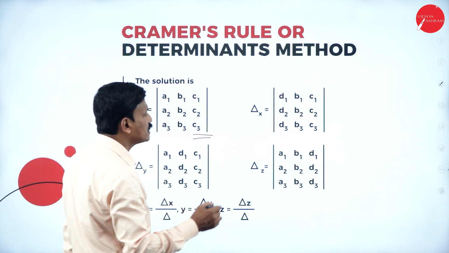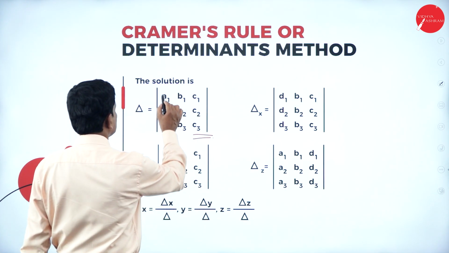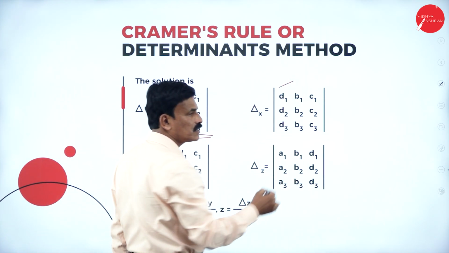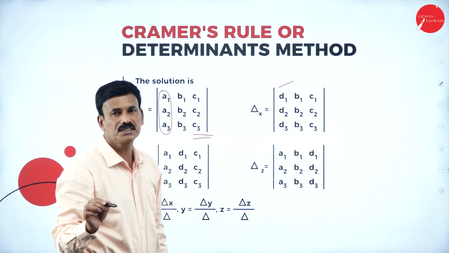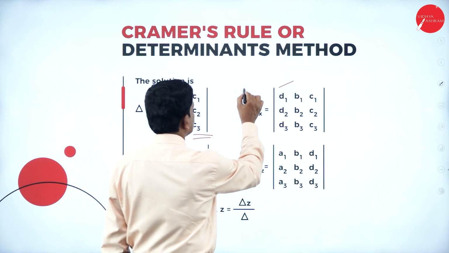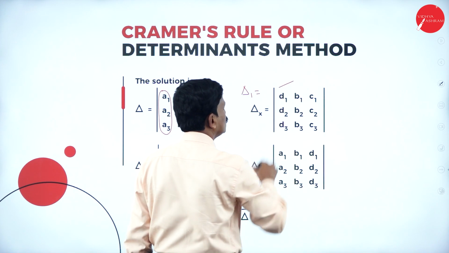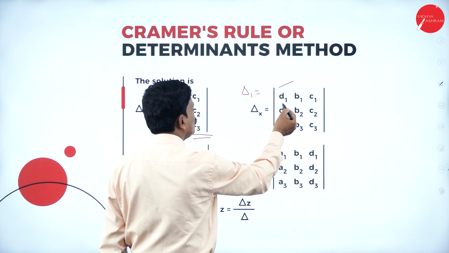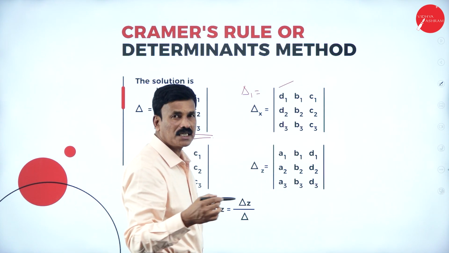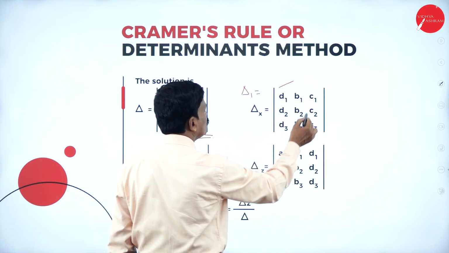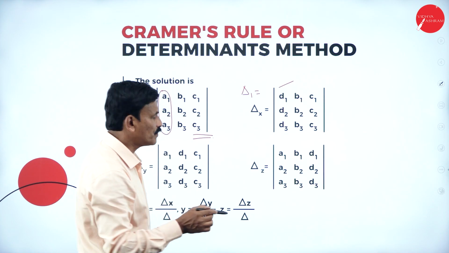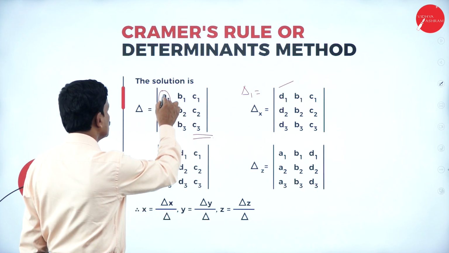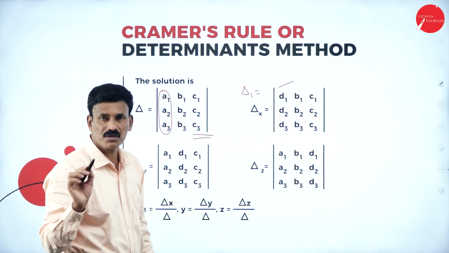Now next, delta x. Delta x means the first column A1, A2, A3 is replaced by the constant column D1, D2 and D3, or we can also represent this as delta 1. So delta x is equal to first column D1, D2, D3, and the remaining second and third columns are the same: B1, B2, B3, C1, C2, C3. See the difference between delta and delta 1 or delta x: in delta x, the first column is replaced by the constant column.